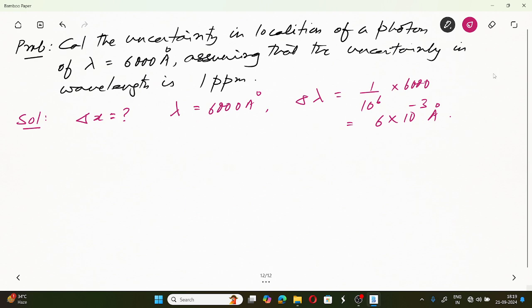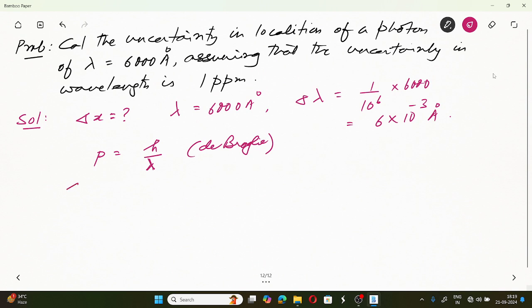We know from the uncertainty principle that we studied, and from de Broglie, that P equals h by lambda.